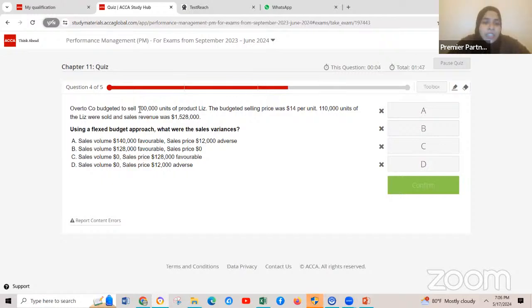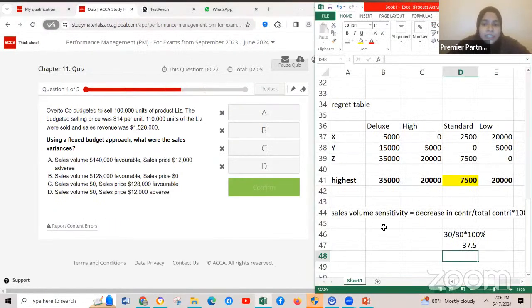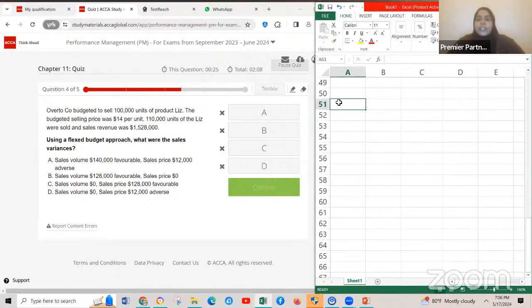Oveto Co budgeted to sell 100,000 units. The budgeted selling price was $14. 110,000 units were sold and sales revenue was 1,528,000 actual sales. Using a flexed budget approach, what was the sales variance? So you are trying to flex this budget. That means your actual sales was, they have given 1,528,000. Budgeted to sell 100,000 units. The budgeted selling price was $14. So what is the flexed sales value?